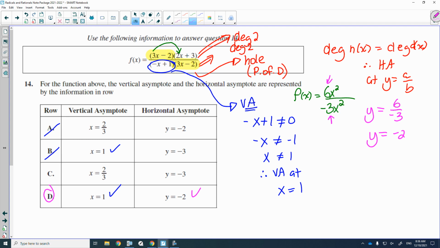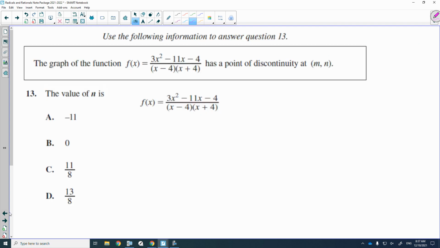So easy questions, if you know which is the VA, which is the hole, and you've got to memorize those 3 cases for horizontal asymptotes. Let's look at this last one. So we've got a bit more work because we have to factor that numerator, and it's going to be factoring by decomposition. So let's get this factored because I actually don't have it done.